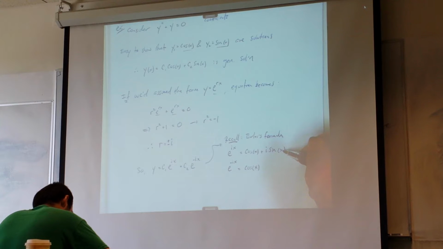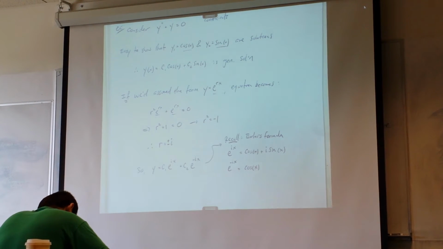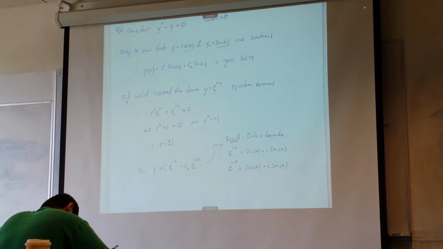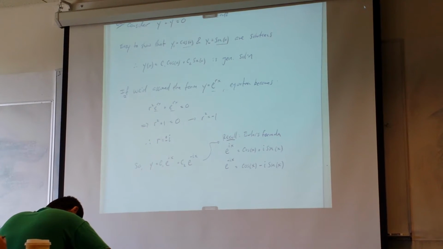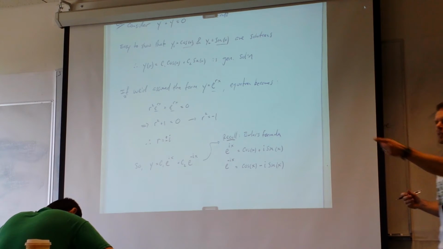But sine of negative x is the opposite of sine x. Sine is an odd function, so that minus comes out front, and I get minus i sine positive x. So Euler's formula, and we can write these in the form cosine theta plus i sine theta.